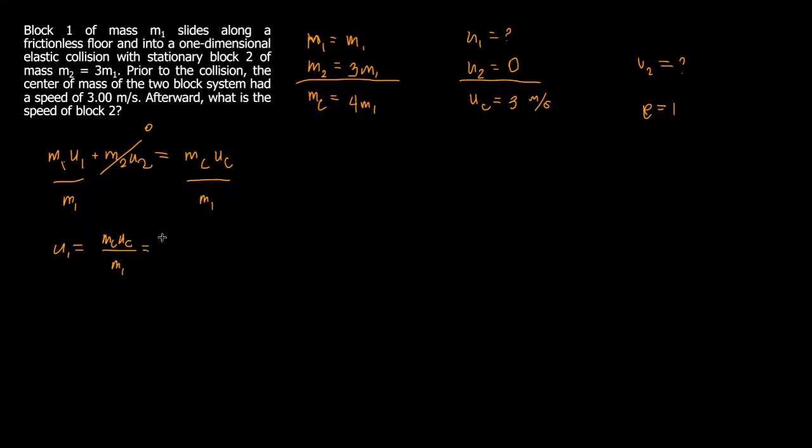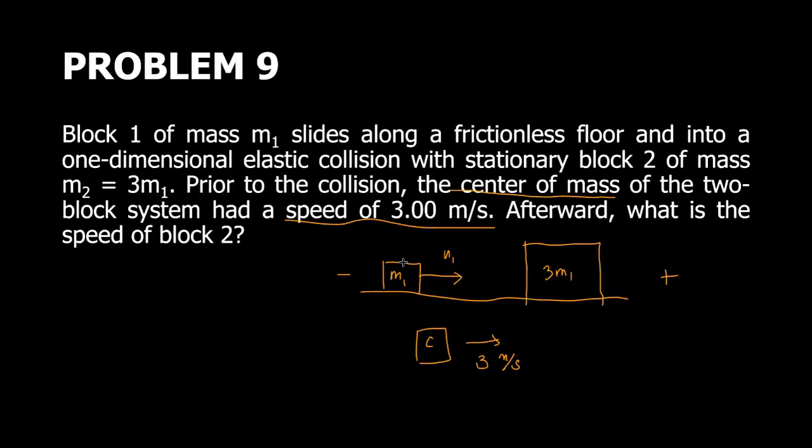Our m sub c is 4 m sub 1, and our u sub c is 3 meters per second, divided by m sub 1. The m sub 1 cancels, and that's 12 meters per second moving to the right, as in our earlier sketch. That is u sub 1.